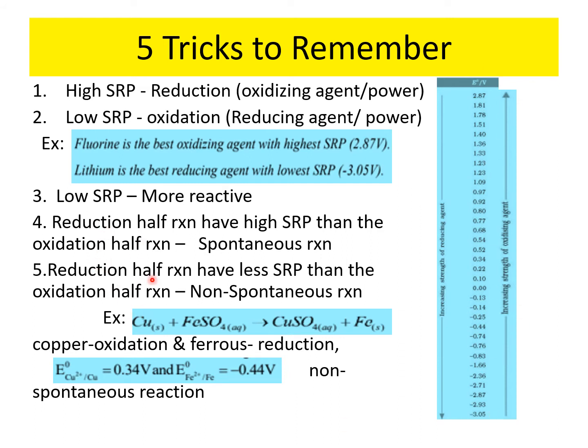And for spontaneity of reactions, this is an example. Copper reacts with ferrous sulfate to form copper sulfate and iron. Here copper undergoes oxidation and iron undergoes reduction. The copper oxidation potential is 0.34, and the reduction of the ferrous ion has potential minus 0.44. This is the reduction reaction, but its electrode potential is less. If the reduction takes place and its potential is less than that of the oxidation, then it is a non-spontaneous reaction. This is an example of a non-spontaneous reaction. These are the 5 tricks which we need to keep in our mind.